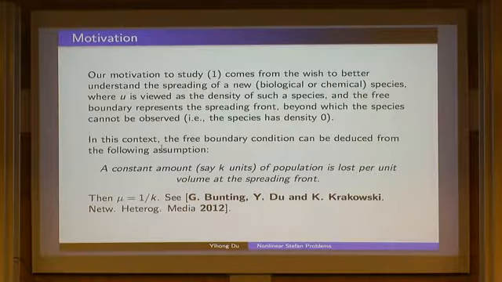If you consider it in such a situation, then you can derive this free boundary condition by using this assumption. Basically you assume there's a loss of population at the front. There's a sacrifice, and then you would derive the free boundary condition. And the constant mu in this condition would be just 1 over this k.